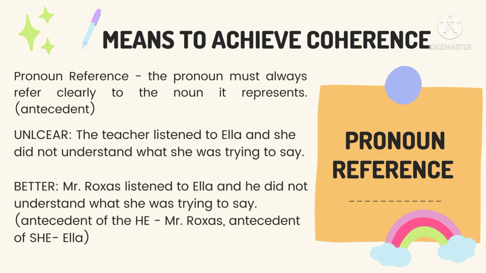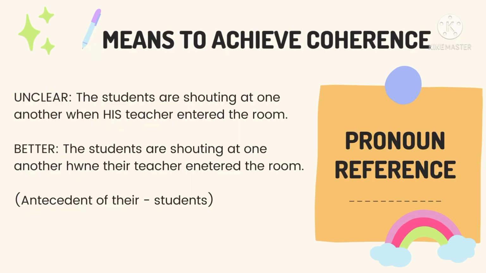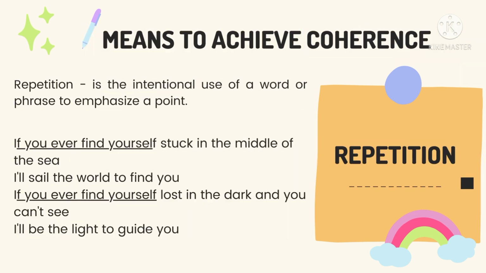Another example is, the students are shouting at one another when his teacher entered the room. The pronoun his here is quite confusing. We don't even know who is being referred to by the pronoun his. Now, to make it better, the students are shouting at one another when their teacher entered the room. So we can conclude from the sentence that the antecedent of their is the students.